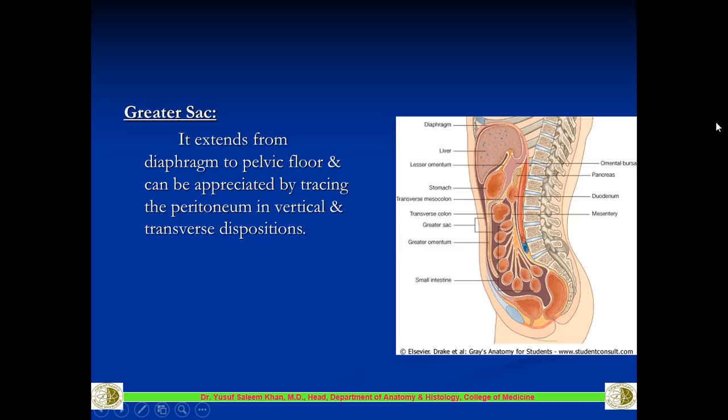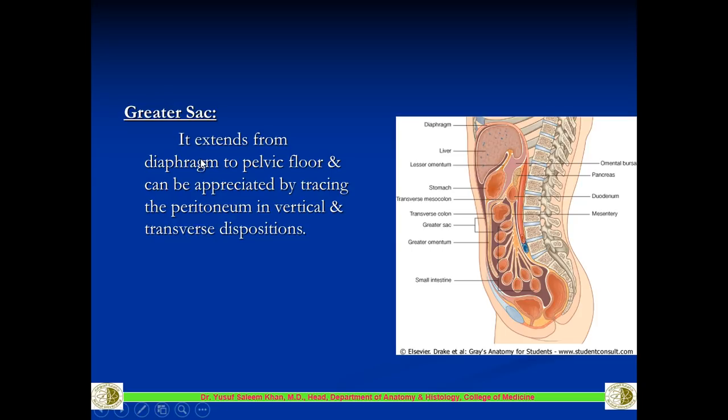So the greater sac is this whole cavity, as I said. The lesser sac is here, which is a small cavity, but the greater sac, as the name indicates, is a big cavity which extends all the way from the diaphragm up to the pelvic floor, because the abdomen and the pelvis are continuous, and even the peritoneum will extend from the abdomen into the pelvis and to the pelvic organs. We'll talk about that. So this greater sac extends from the diaphragm up to the pelvis. This is the extent of the greater sac.